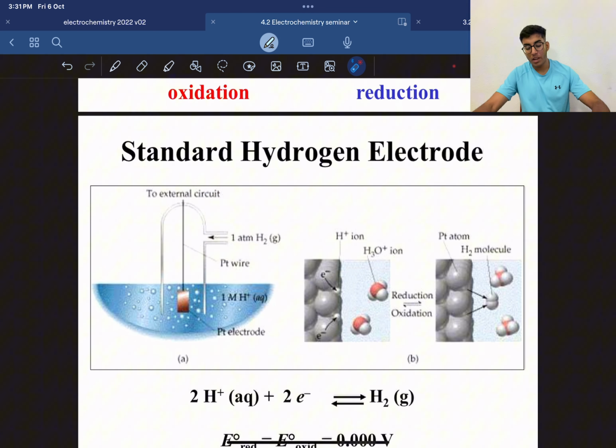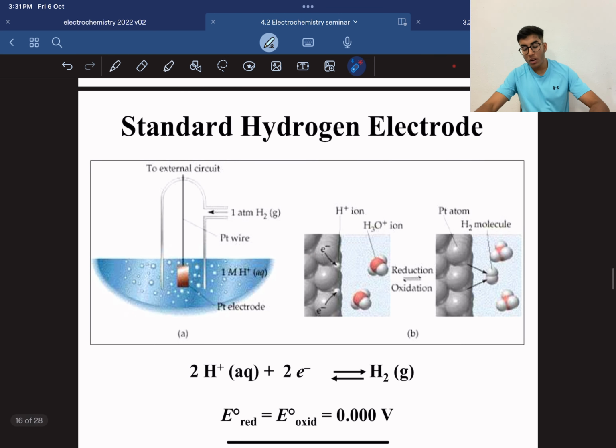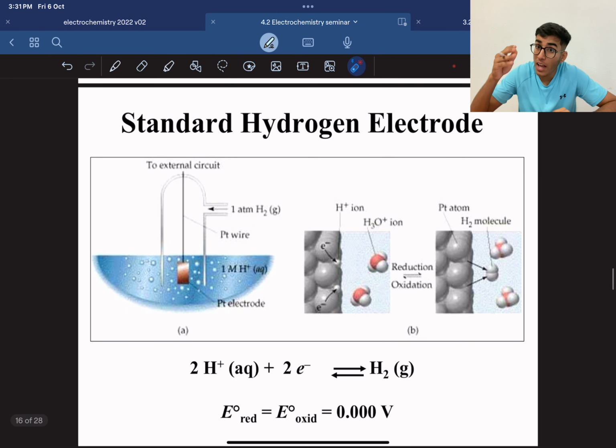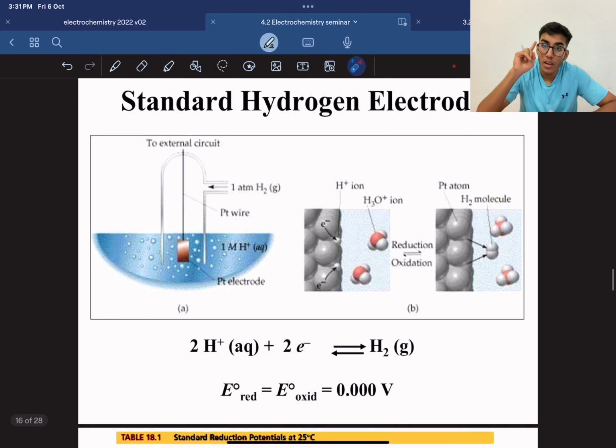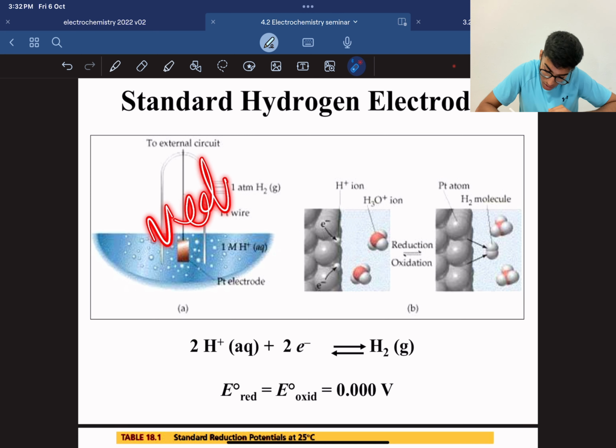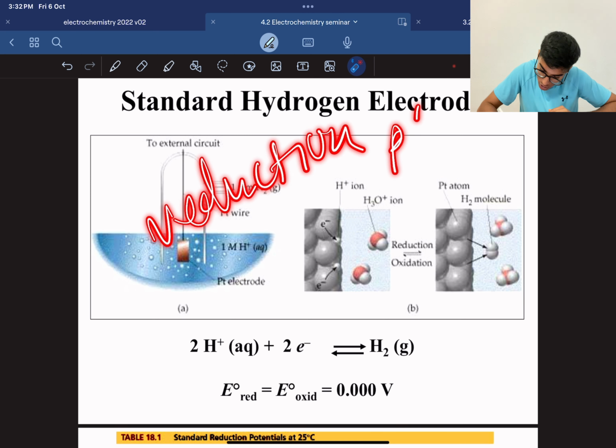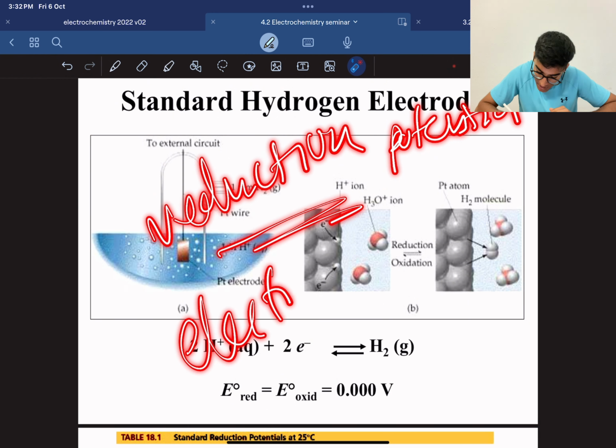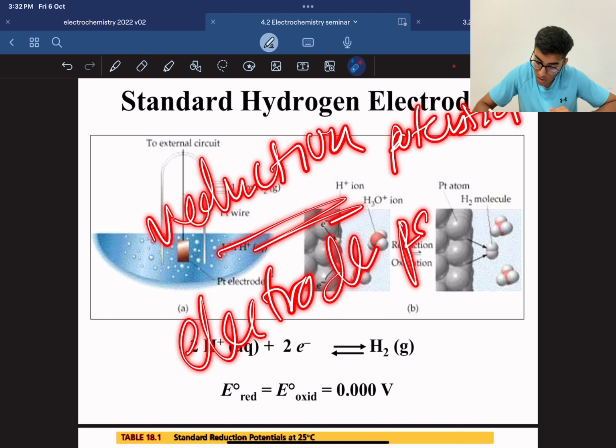What is a standard hydrogen electrode? Standard hydrogen electrode has the reduction potential of 0. So we can take this as a baseline to measure the electrode potentials or reduction potentials of other metals. Remember, reduction potential is equal to electrode potential. They're the same thing, they're interchangeable words.